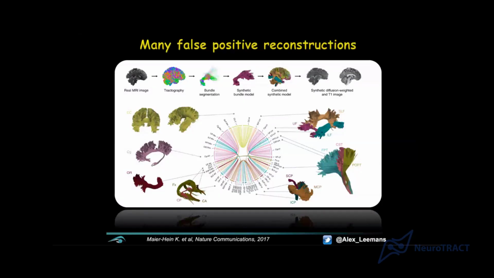Okay, and then, a lot of people have done a lot of research on validation and evaluation. This work by Meyer, Hein, Klaus actually showed that we suffer mostly from false positive reconstructions, and to a lesser extent, false negative reconstructions. So prior knowledge about anatomy is very useful when doing tractography.